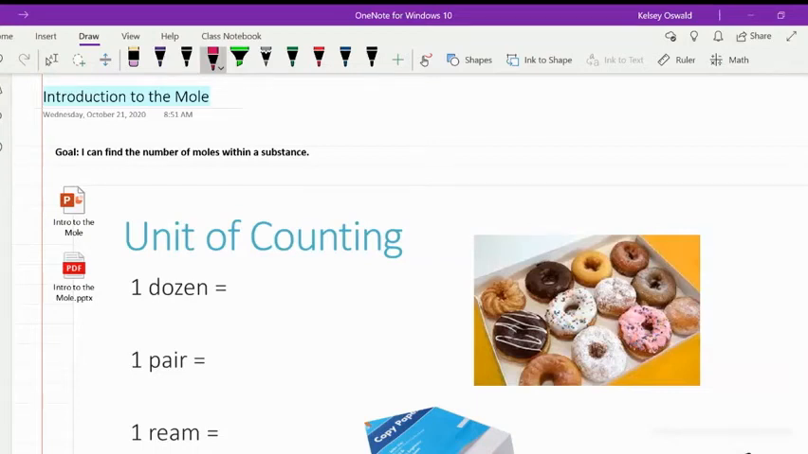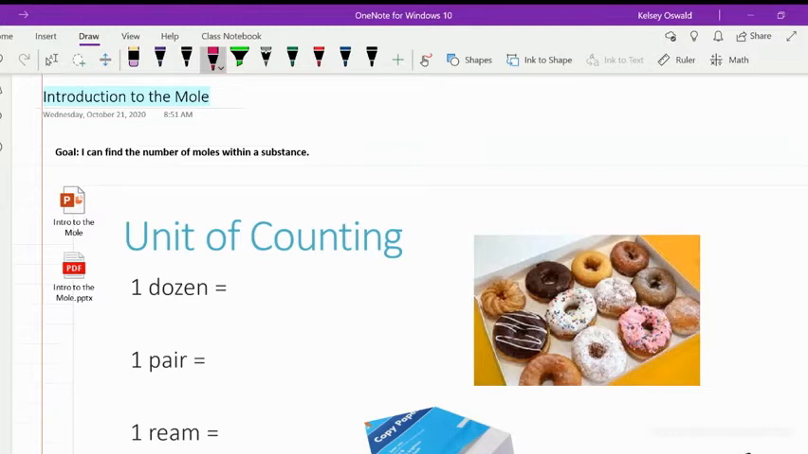So, today we are going to start the second half of chapter 3. The first half was all about looking at the model of the atom. The second half is going to be looking at a way of counting the number of atoms within a substance. Okay, so we're going to be looking at a new way of counting, particularly looking at atoms.